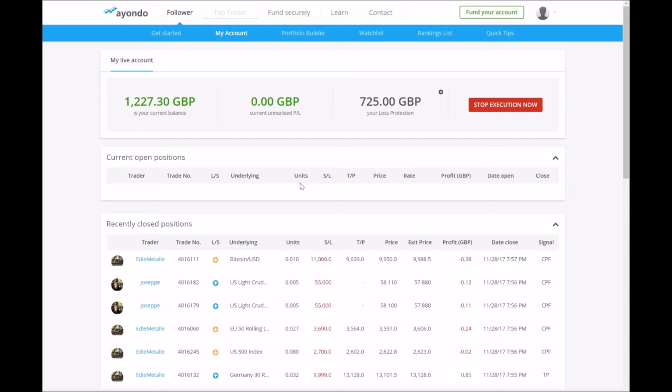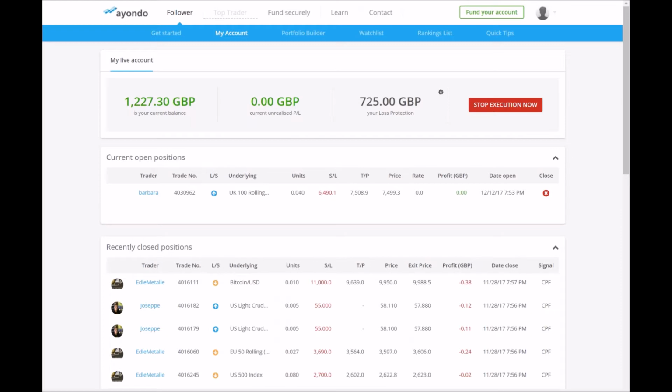There we go. So that's it now. So this is live. So I've got £1,227 in my account. I've got no P&L at the moment because clearly none of my 5 traders has done a trade yet. Maybe we'll get lucky and someone will do a trade in the next 10 minutes. Oh, there we go. I spoke too soon. Barbara's just done a trade. So Barbara has just done a trade. You saw that happen in actual real time.